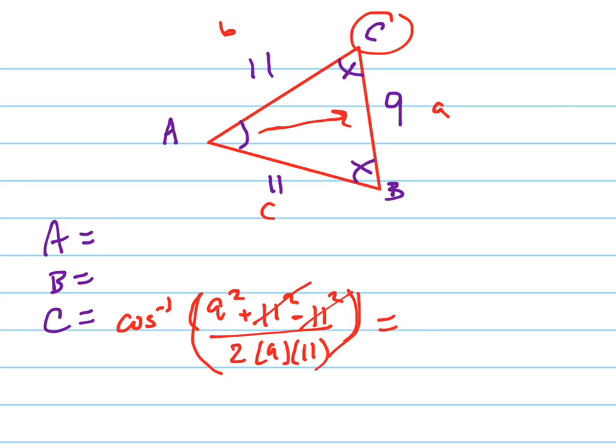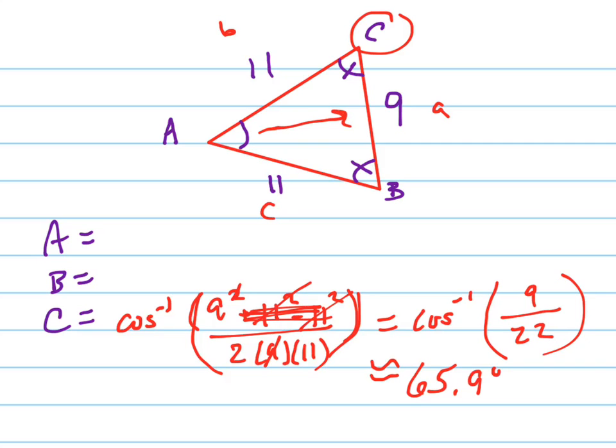In fact, we can simplify that even more. That's going to be the cosine inverse of, one of these 9's now is going to cancel, because I don't have anything but just 9 up there. So one of those is going to cancel. So to make it simpler, it's just cosine inverse of 9 over 22, which, if I have my calculator in degrees, is going to give me the answer of 65.9 approximately, if I round it to 1 decimal point. Or the nearest degree would be approximately 66 degrees.